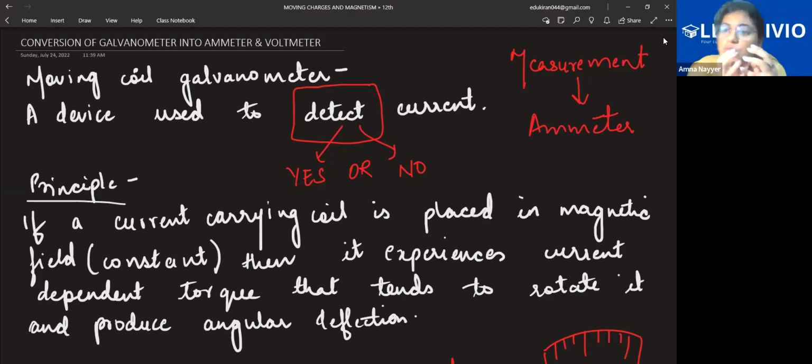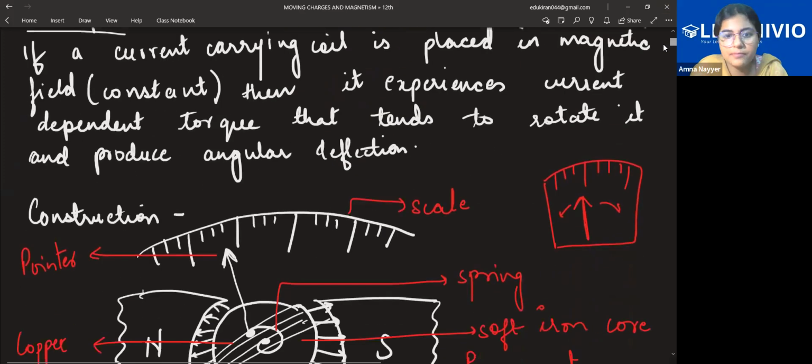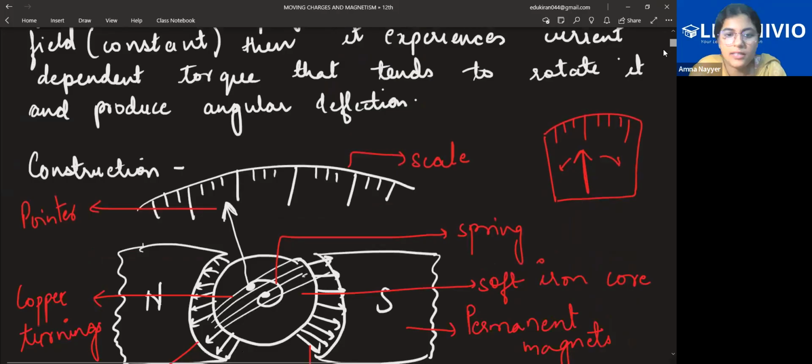It's basically a device which is used to detect current in your circuit. It's either going to tell you yes, current is existing in your circuit, or no, there is no current in the circuit. The principle behind it is that a current carrying coil placed in the magnetic field experiences a torque, and that torque tends to rotate the pointer due to the radial magnetic fields which are present. And construction was also done.